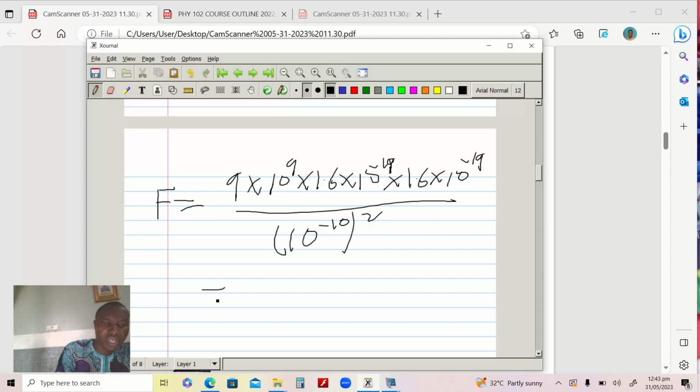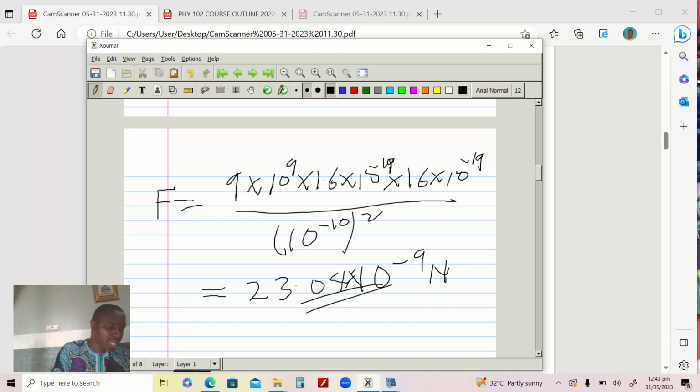So if you do this well, you should be able to get 23.04 times 10 to the power minus 9 Newton. That's what I have from here. So try that on your own and let's see what you will get.